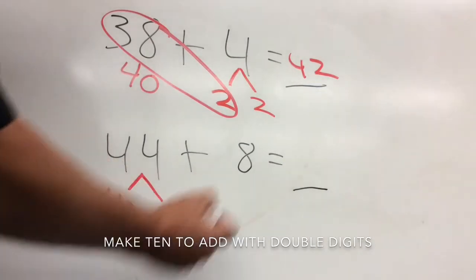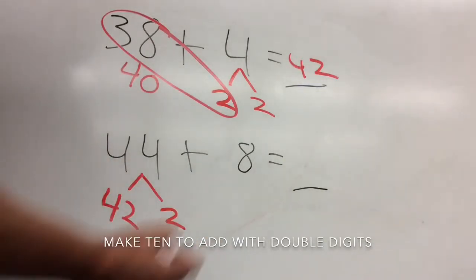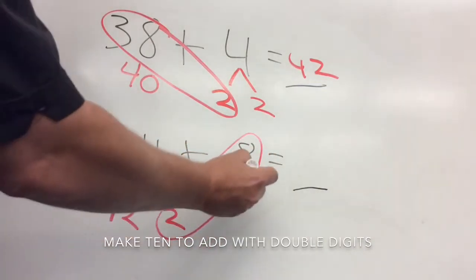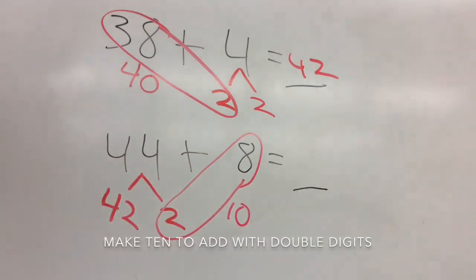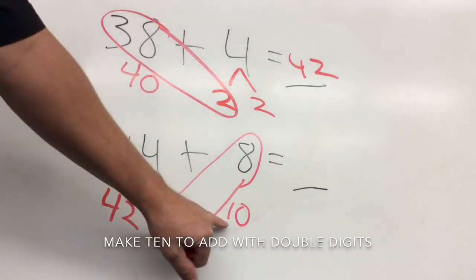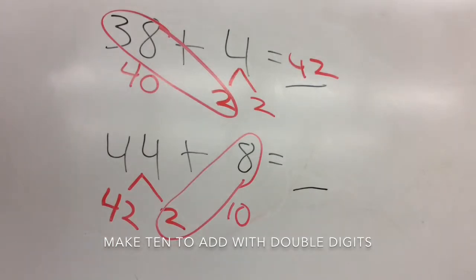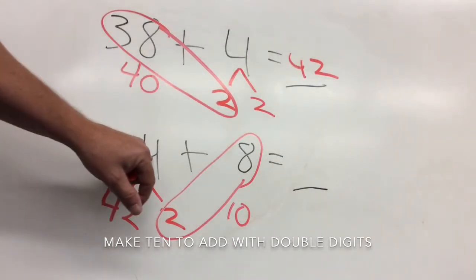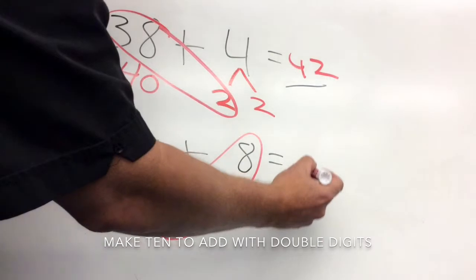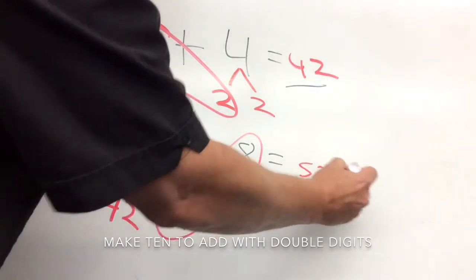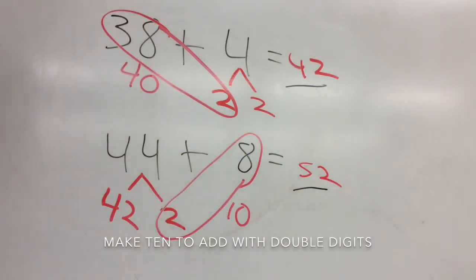So let's go ahead and watch me make my 10 here in order to add. I add the 8 and the 2 together. I get my 10. I know that 42 plus 10 is 52. Therefore, 44 plus 8 must also be 52. What I just did here was I made 10 in order to add.